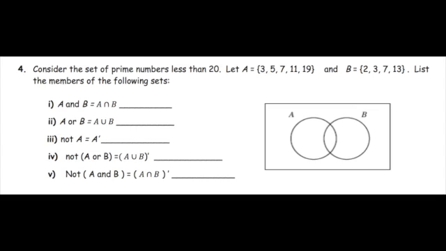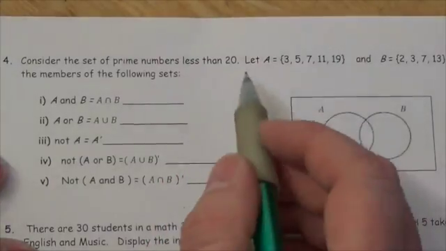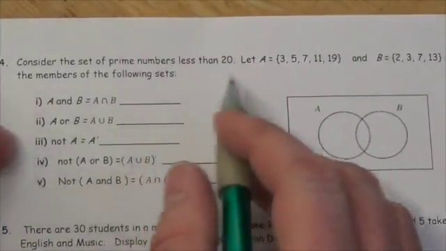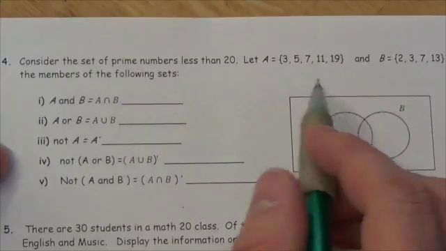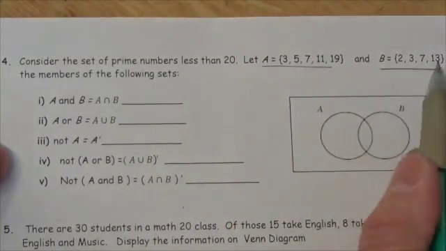Consider the set of prime numbers less than 20. If A is the set of numbers 3, 5, 7, 11, and 19, and B is the set of numbers 2, 3, 7, and 13, list the members of the following sets. All right, so here we go. So we're only looking at prime numbers less than 20 here, okay? And look at the sets here. We got A and we got B here.